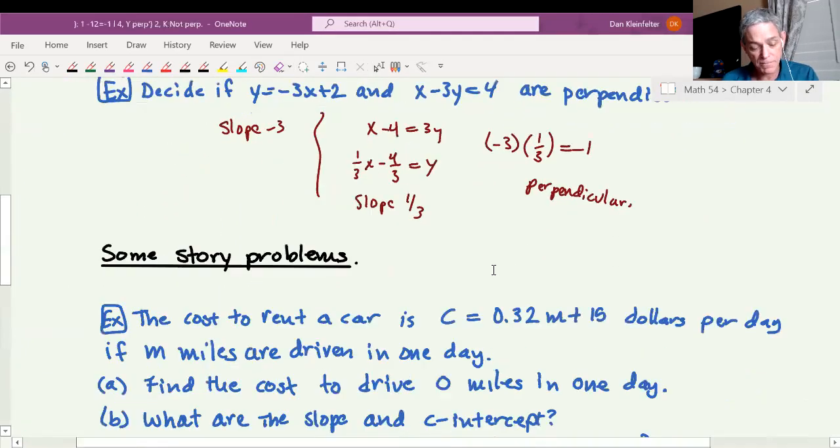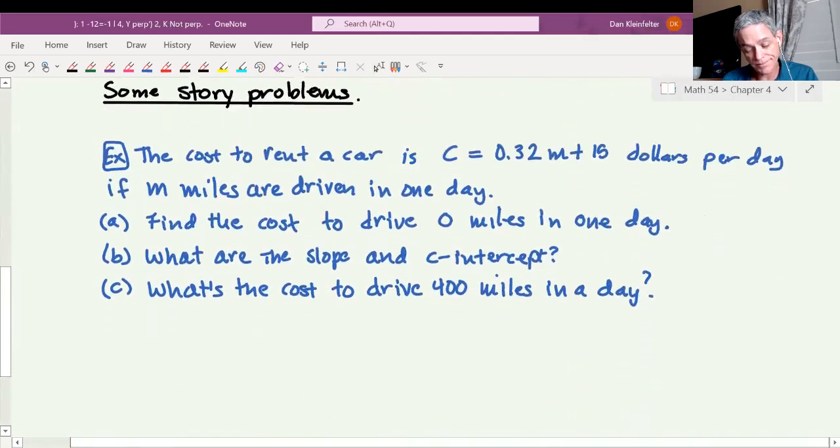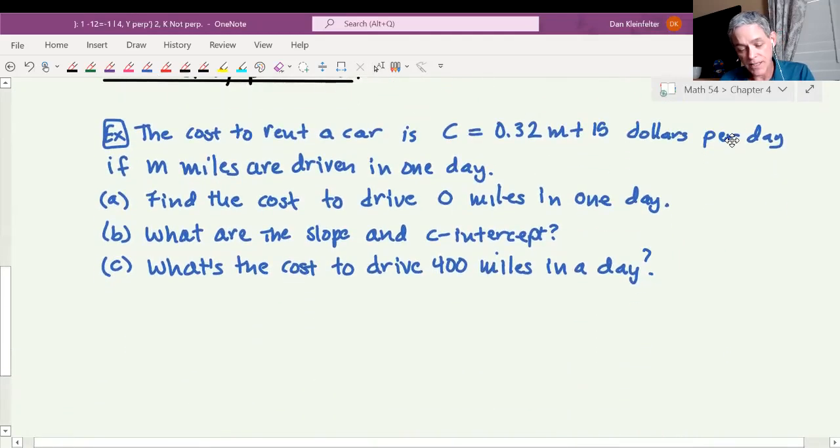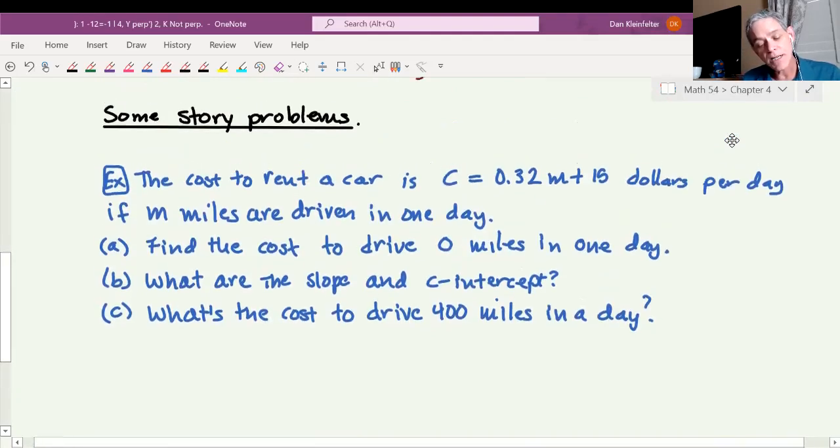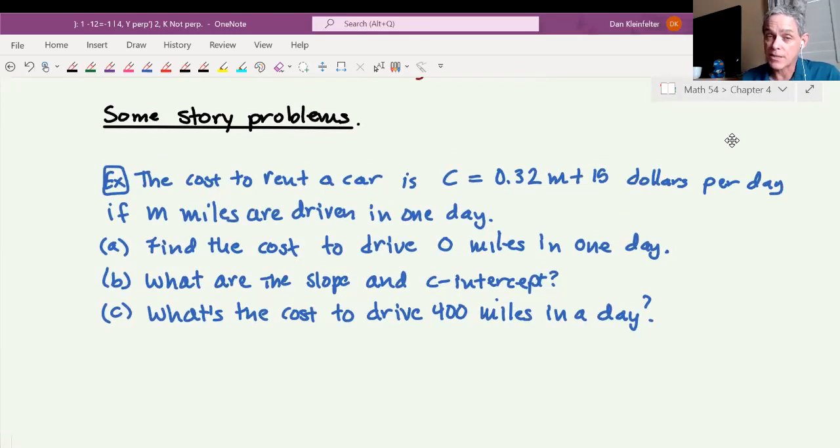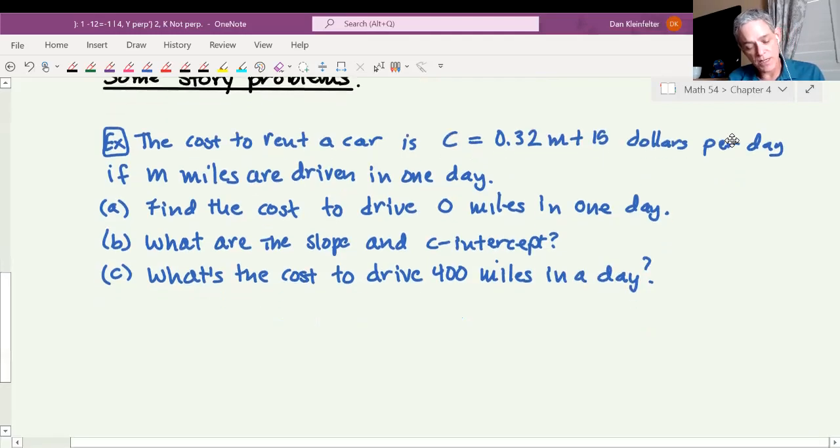All right, next, a story problem, and then we'll be done with this section. Okay, the story here is the cost to rent a car is C, which is equal to 0.32 M plus $15 per day if M miles are driven in a day. So here the M stands for number of miles. The M is not slope, M is the number of miles driven, and C stands for the cost in dollars. Okay, and then we're just to answer a few questions about it.